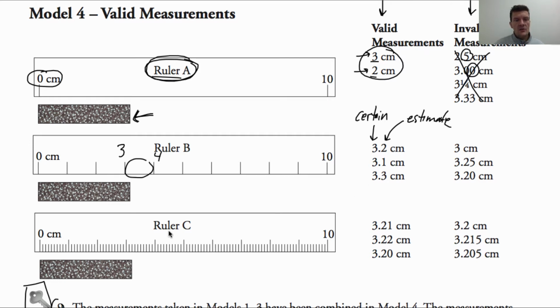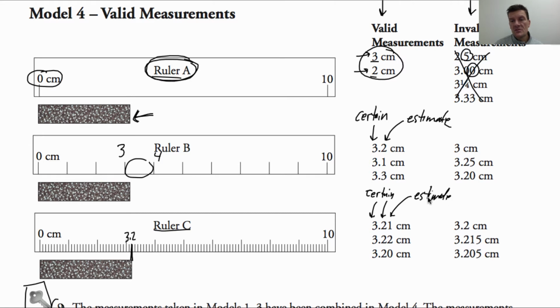Okay? Now in ruler C, we are certain about 3, and we are certain about this one as well, because we are pretty certain that it is 3.2 right there, or greater. Everybody can agree on that. All right, so we are certain about the 3 and the 0.2. Now we are certain to 2 place values, the units and the tenths. And it is this third place value, the hundredths place, that you are allowed to estimate.